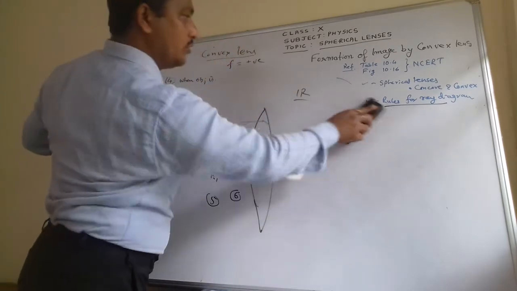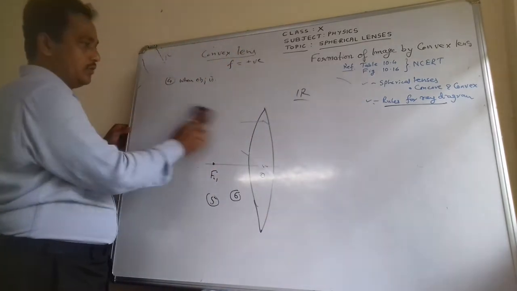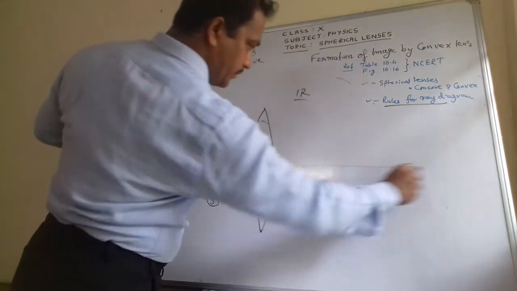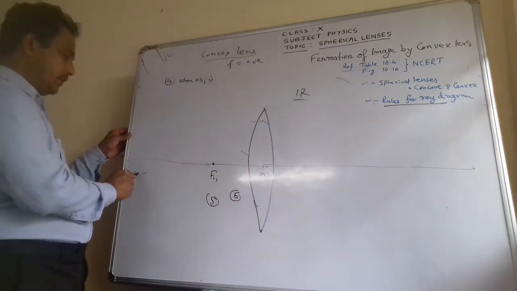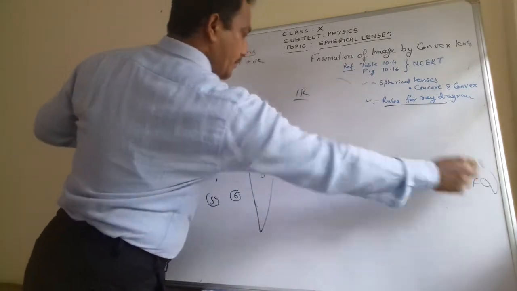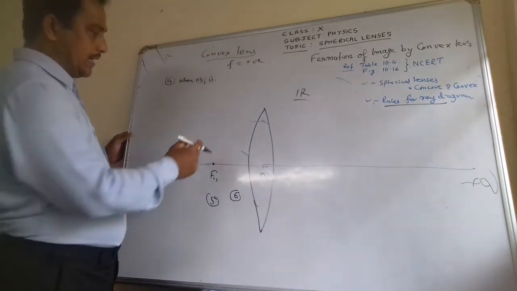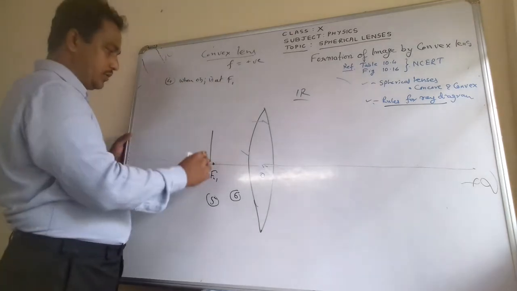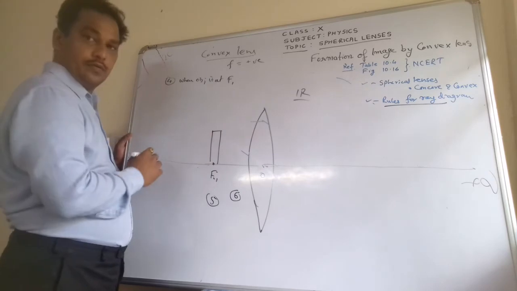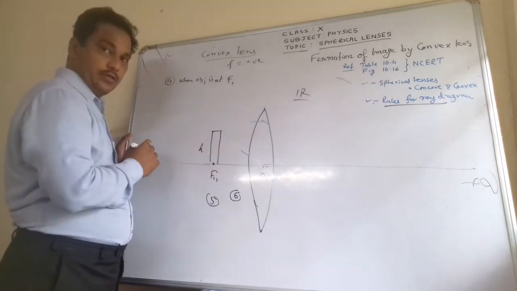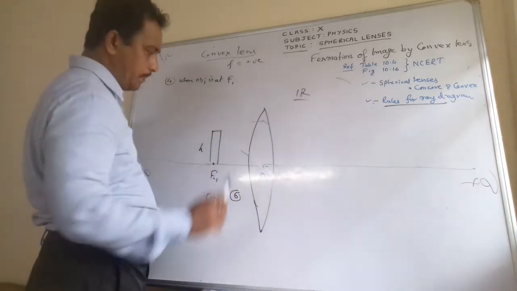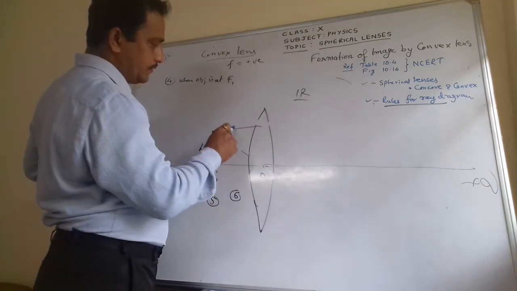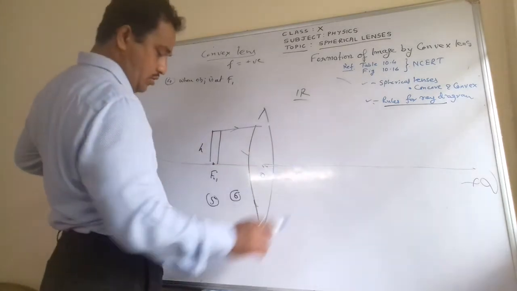All of you practice this in your notebook many times, so that you can easily draw it in the exam whenever it is asked. So this is the principal axis, as you are aware, negative infinity here, positive infinity. The object is placed at F1. This is the object, and the height of the object is denoted by H. Now we will apply the rules. A ray passing parallel to the principal axis, what will happen? It will refract and pass through the focus.